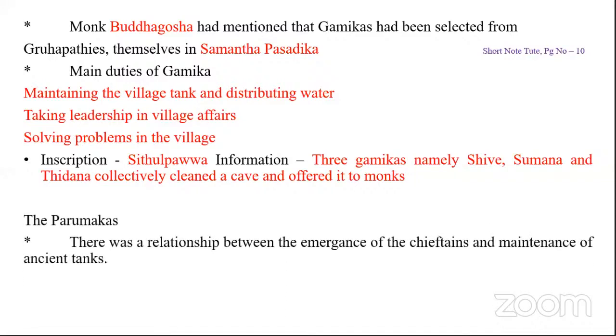And the Parumaka was a regional ruler. So how had a Parumaka emerged? Now we understood how a Gamika had emerged: out of all the village leaders, the family leaders, the one who possessed the wealth, the extra production, became the village leader. How was a Parumaka born? The birth of the Parumaka and the tank system have an interconnection.